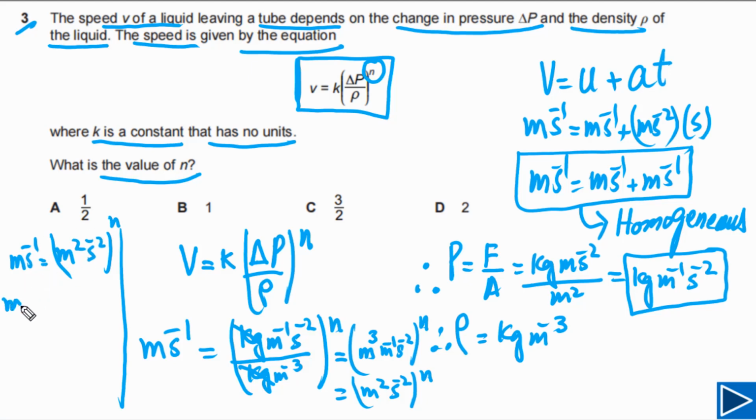So how can we make these two units the same? If n is equal to 1 by 2. So simply if n is equal to 1 by 2, then units on both sides are the same, and this equation is correct. So n has to be 1 by 2. So the answer for this one is A. This is a very common question and a typical type of question. Concept is the same. Just follow the steps and you will be able to find the answer.